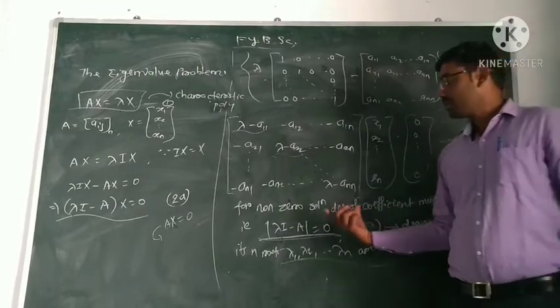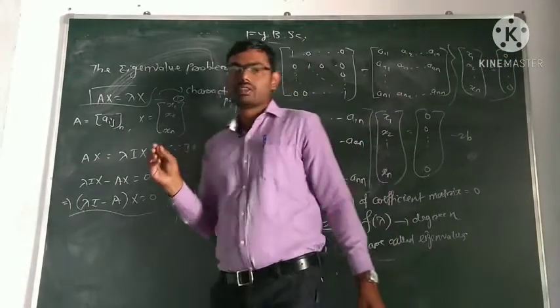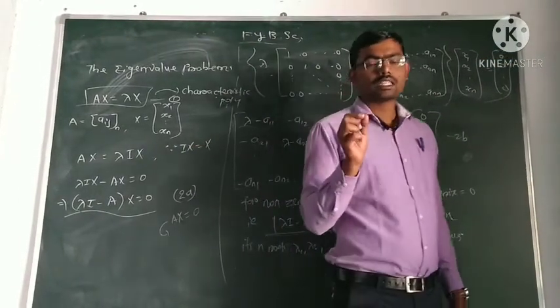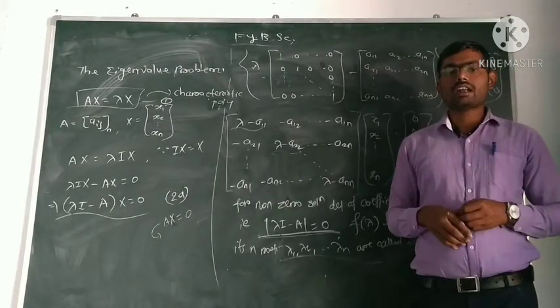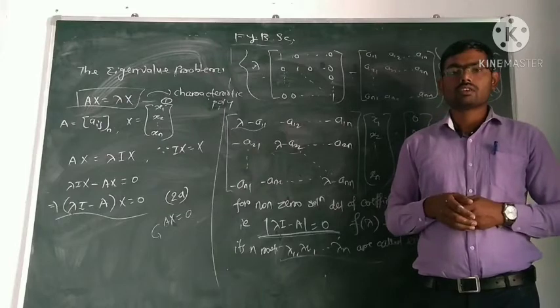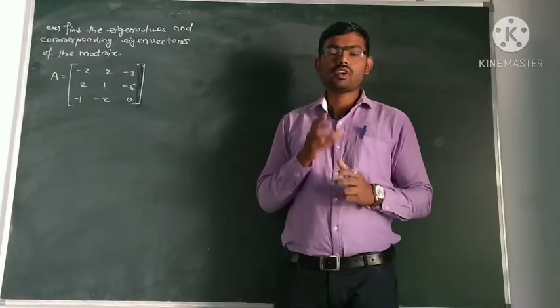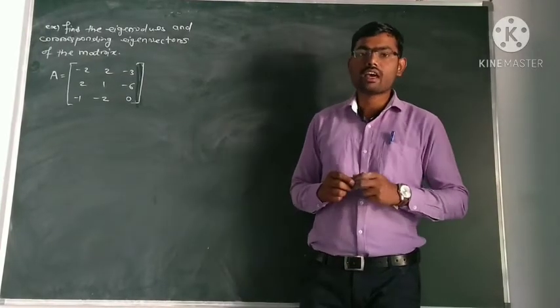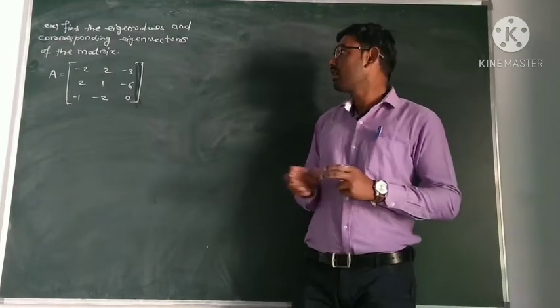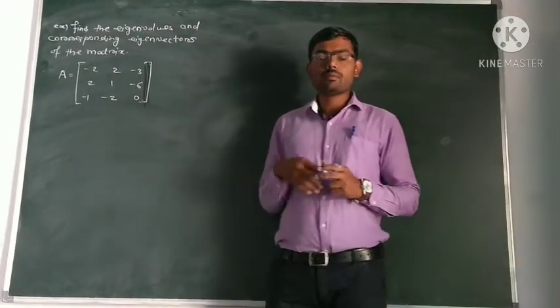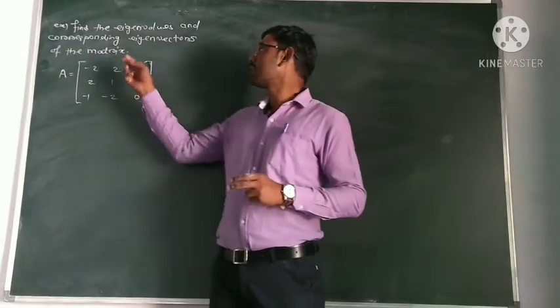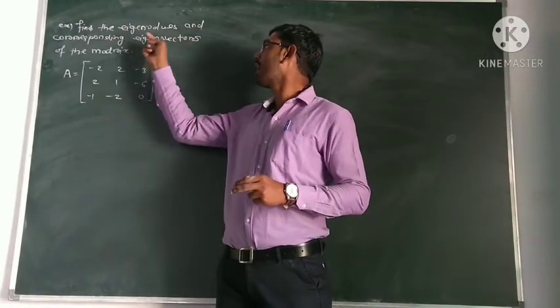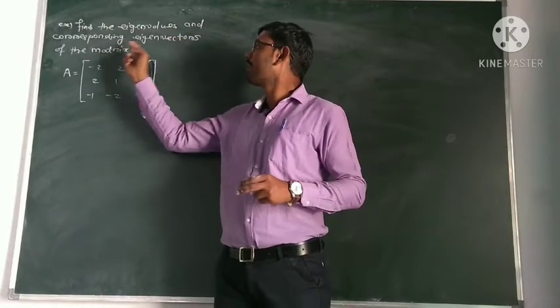Now, I think you have got some small idea about eigenvalues. When we solve an example, your idea will become clearer. We have seen the concept of eigenvalue and eigenvector. Now, to make it clearer, we will solve an example. So the question is, find the eigenvalues and the corresponding eigenvectors of the matrix.